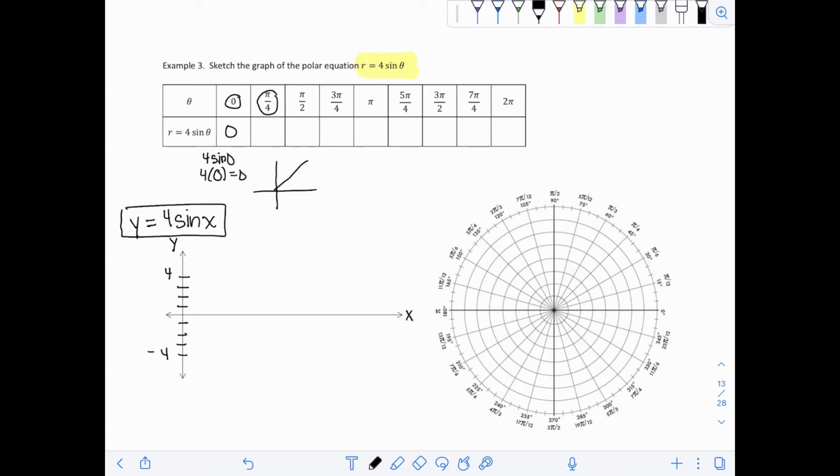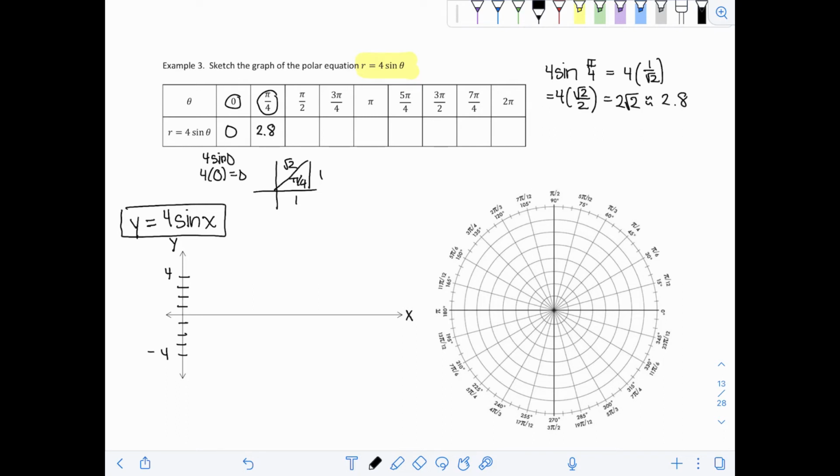I won't do this for all of them, but if I do a quick sketch here, a pi over 4 reference angle would be the 1, 1, square root of 2 special triangle. So sine is going to be 1 over square root of 2. I'm already running out of space here, so let me write that. 4 sine of pi over 4 is equal to 4 times 1 over square root of 2, or you might write that as square root of 2 over 2. If you simplify that, that's 2 square root of 2. I want to plug in the approximation so I can plot it somewhere on the graph. If I plug it in, that's about 2.8. So I'm going to put 2.8.